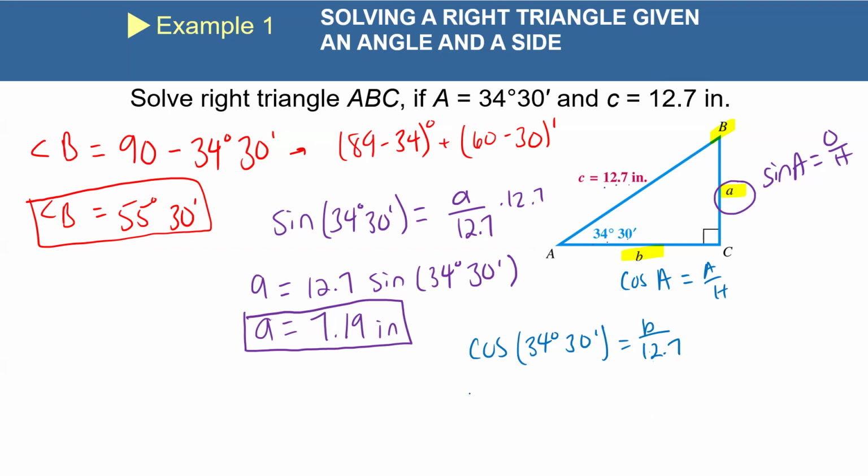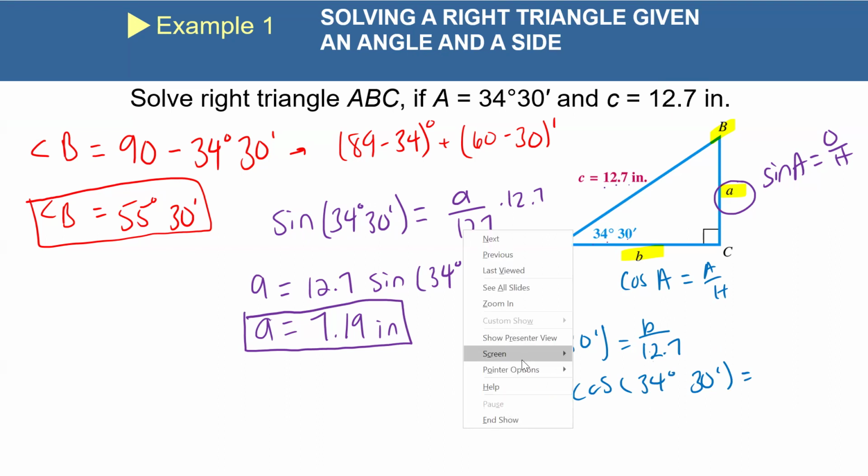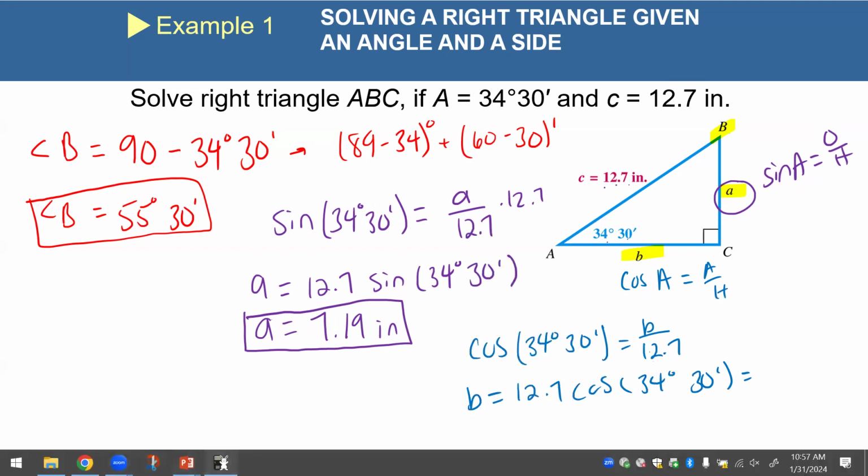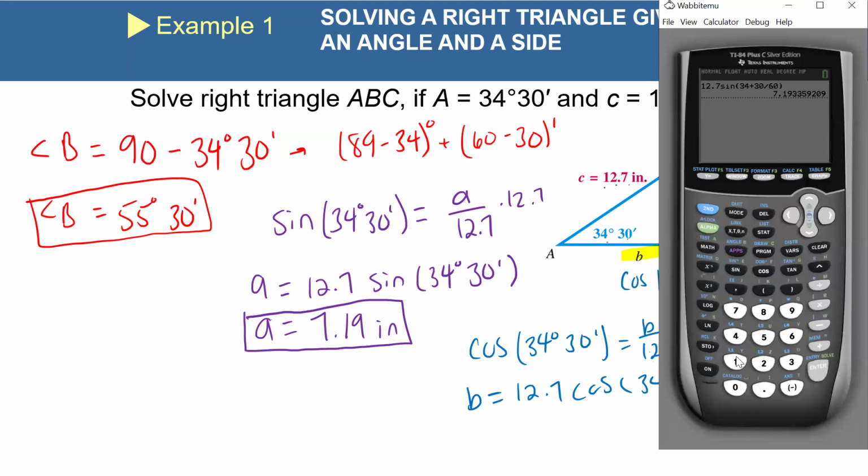So just like before, in order to find B, what do we have to do? Multiply. So 12 and 7/10 times the cosine of 34 degrees and 30 minutes equals what? I think so. So why is that not 3? Oh, is it not? Yeah. So 12 and 7/10 cosine of 34 plus 30 over 6. Oh, I'm writing the whole thing.